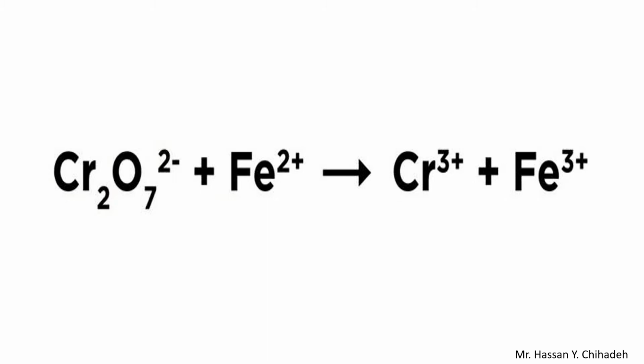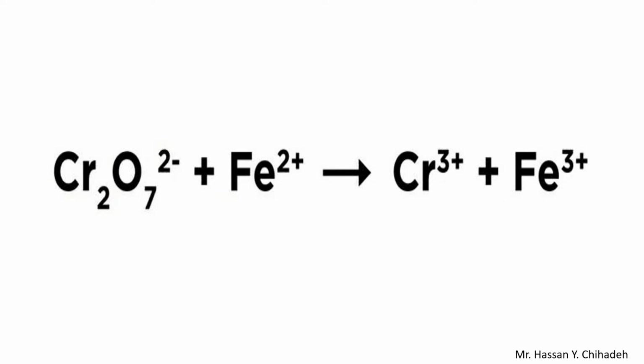The half reactions are oxidation half reaction and reduction half reaction. For example, in aqueous solution, the dichromate ion reacts with iron 2+ or ferrous to give chromium 3+ and iron 3+ ions or ferric ions. Now, how do we proceed to balance this equation? Dear students, you have to follow the steps.